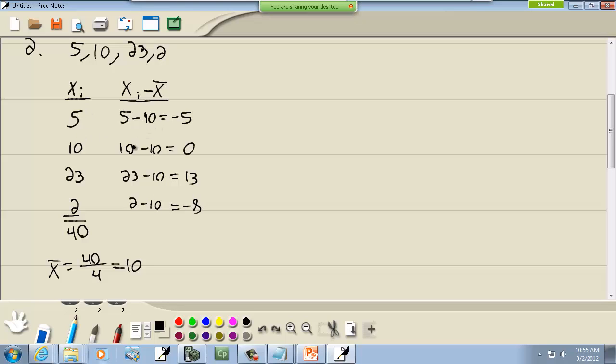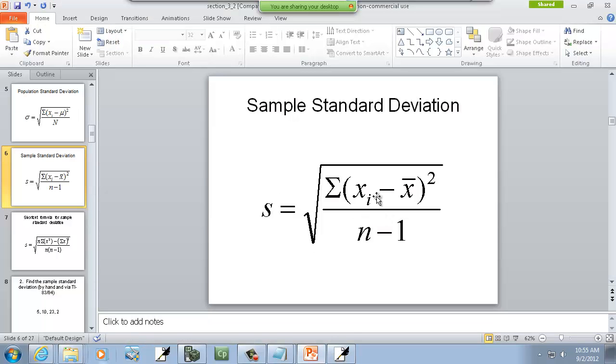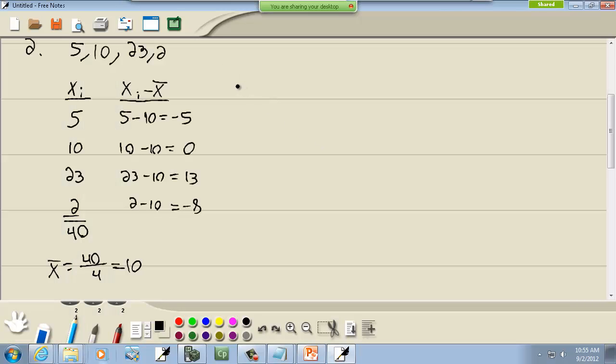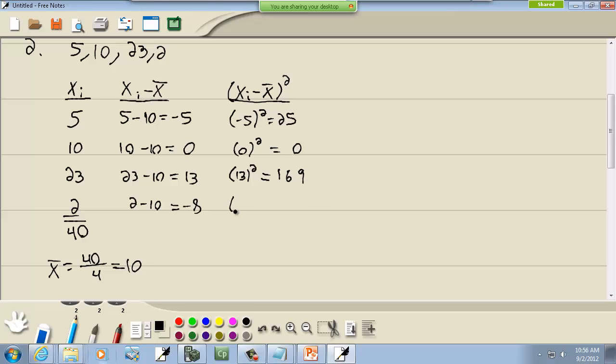Now let me double check myself here. 5 minus 10, 10 minus 10, 23, 2, okay. Negative 5, 0, 13, negative 8. That's what's inside of parentheses. Well, then we've got squared, so we need another column. We're going to square those. So we're going to have negative 5 squared, which gives us 25. We're going to have 0 squared, which gives us 0. We'll have 13 squared, which is, I think, 169, but let me check. 169, yeah. And we're going to have negative 8 squared, which is 64.